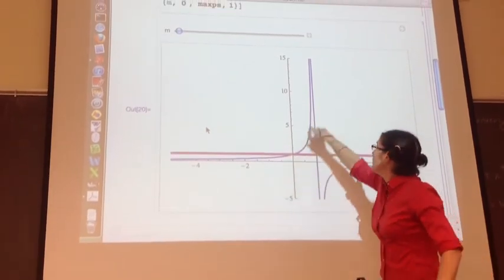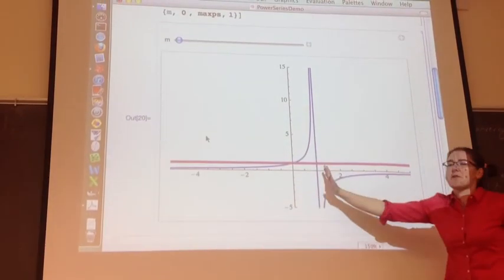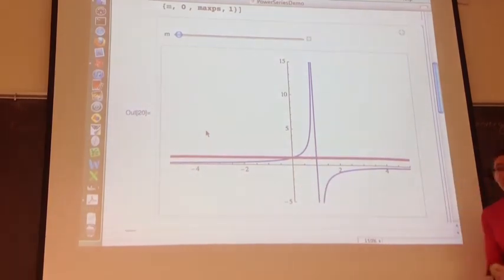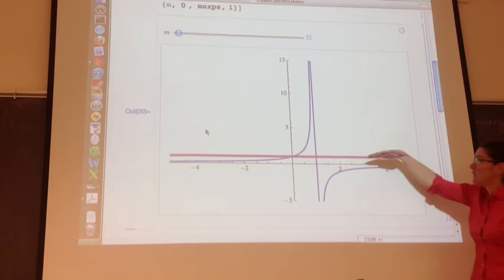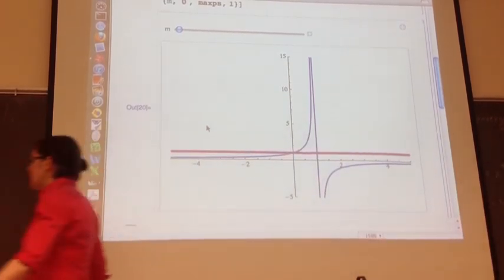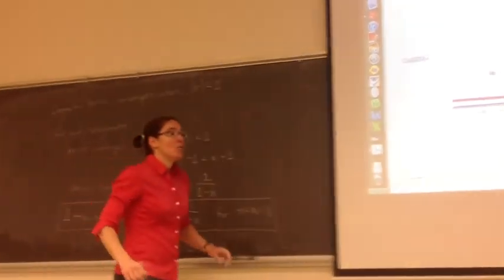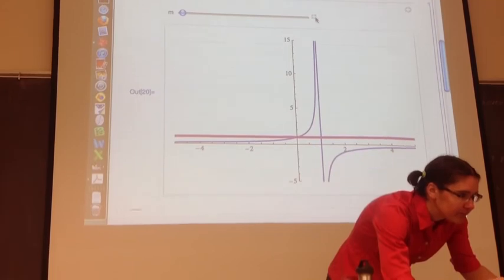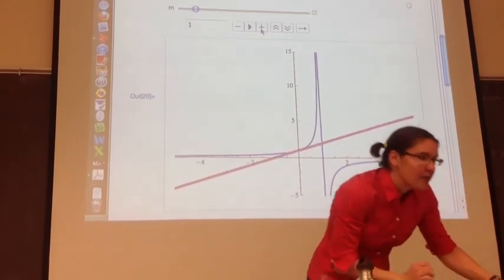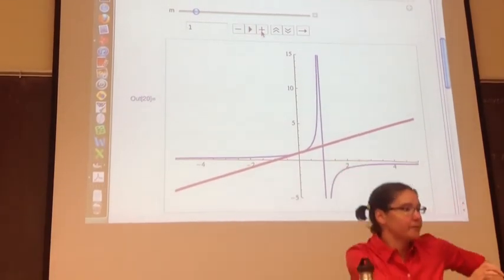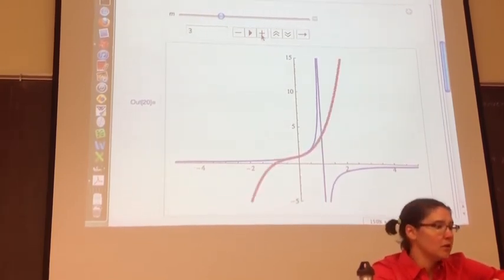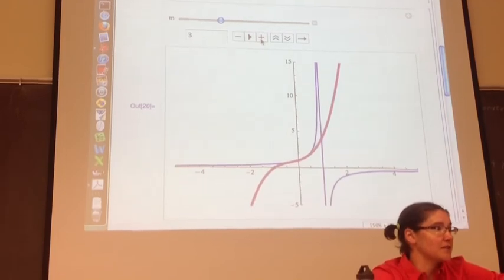So take a look at this blue curve. This blue curve right here is our vertical asymptote. That's not really part of the function. But that curve is 1 over 1 minus x. And this purple line is starting here at just y equals 1. When I press the forward button, this is 1 plus x. Here's 1 plus x squared. 1 plus x squared plus x cubed.